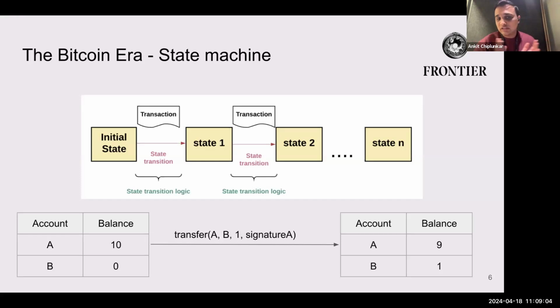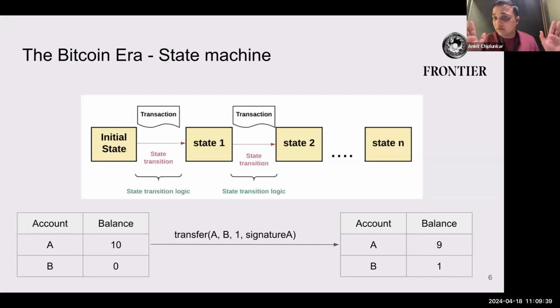The state transition logic is, at the end of the day, just a ledger. It's a set of account numbers and the balances that these accounts have. Users issue transactions saying, okay, I want to send 1 Bitcoin from my address A to another address B. And then the Bitcoin ledger verifies if the transaction is valid, if user A has 1 Bitcoin or not. And if it does, it takes 1 Bitcoin from user A's balance and adds it to user B's balance.